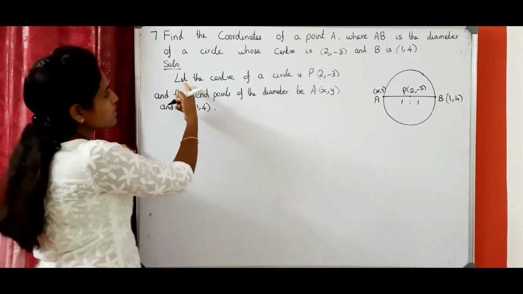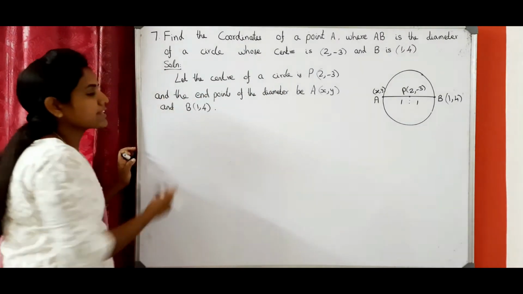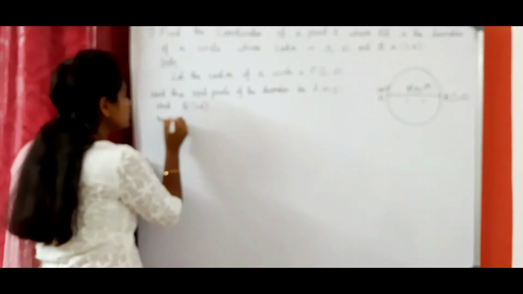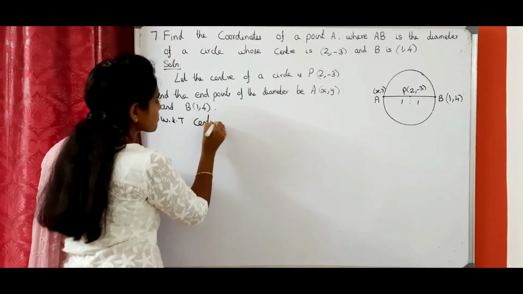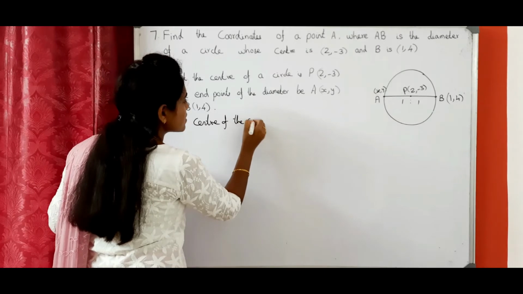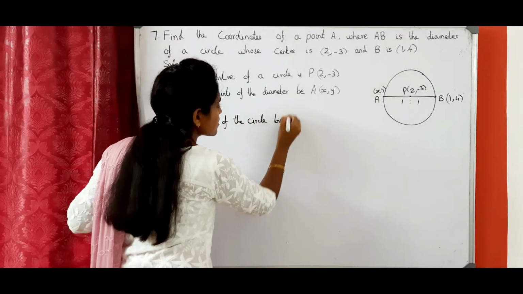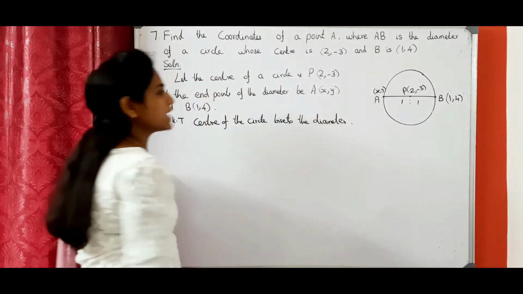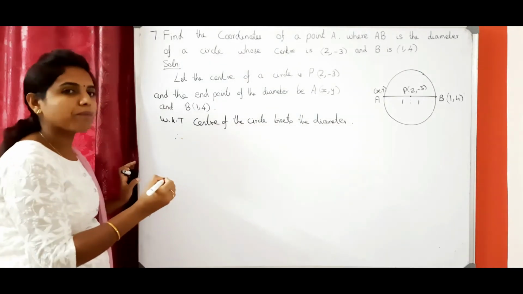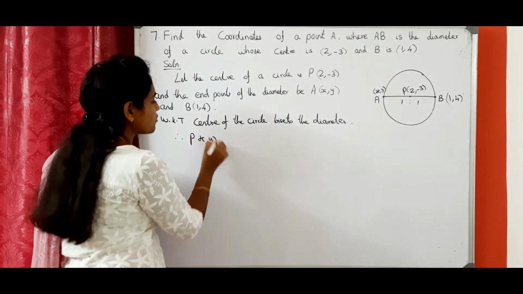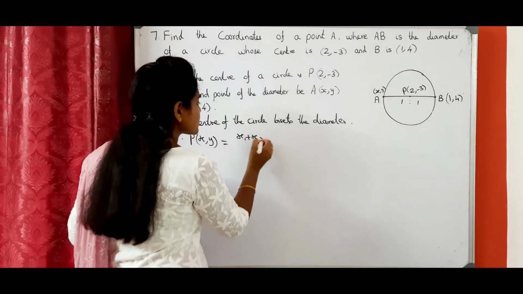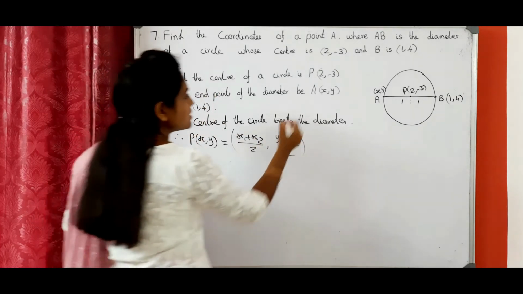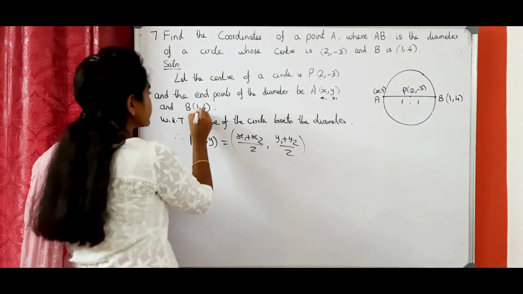First you write: I took the center of the circle P(2, -3) and the endpoints of the diameter are A(x, y) and B(1, 4). Next, we know that the center of the circle bisects the diameter, therefore we can use the midpoint formula. What is the midpoint formula? P(x, y) equals ((x1 plus x2) divided by 2, (y1 plus y2) divided by 2). Here this is x1, this is y1, and here x2, y2.